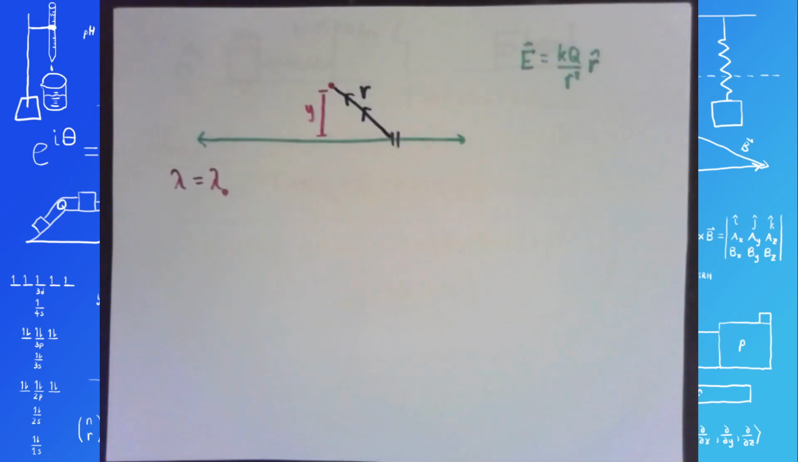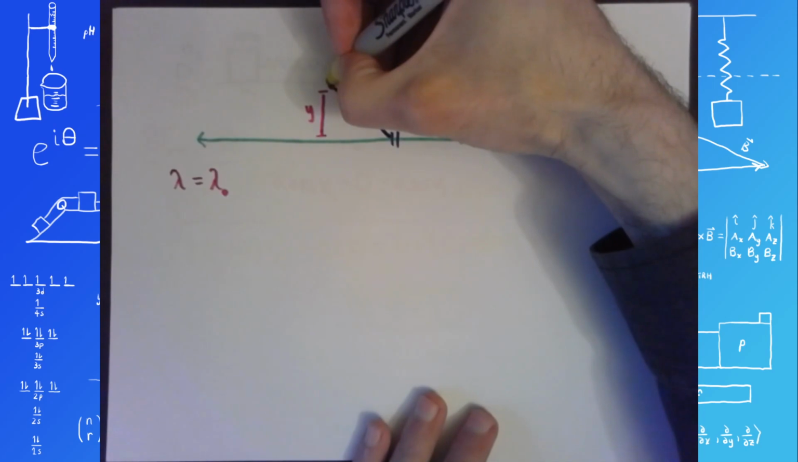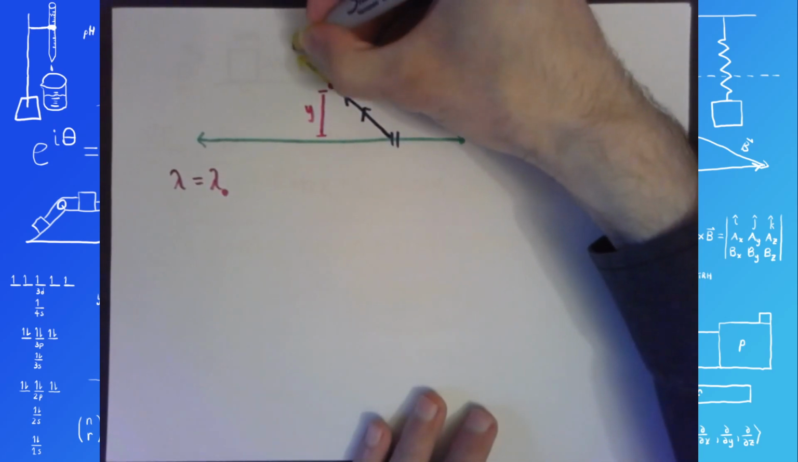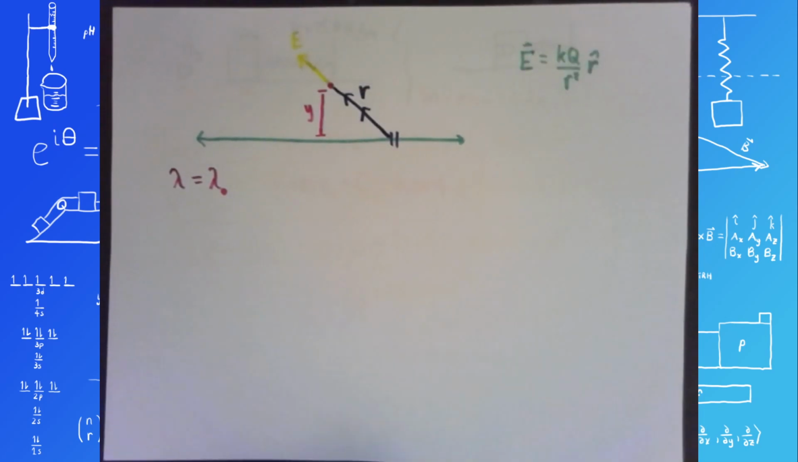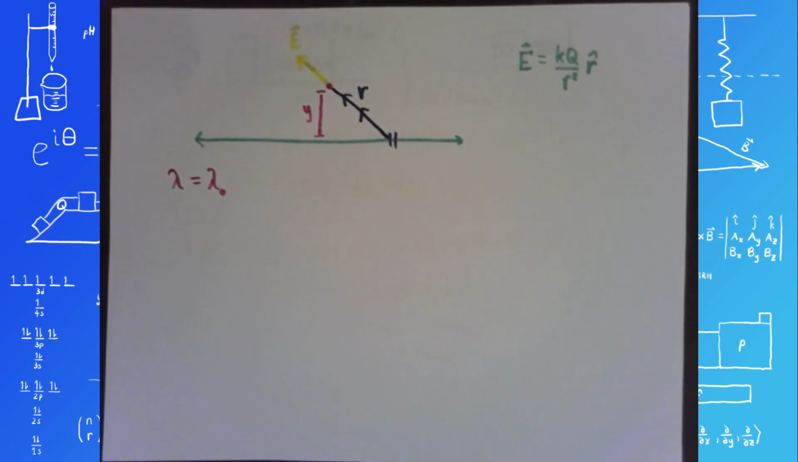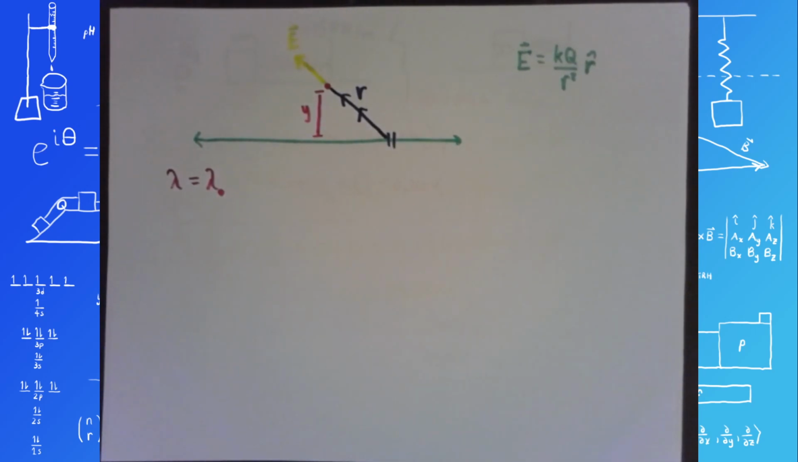So we're going to have an electric field, I guess I'll draw it in yellow, an electric field that points that way. Except this isn't the entire story, because again, this isn't really a point charge, it's just a really small slice of a continuous line full of charge.